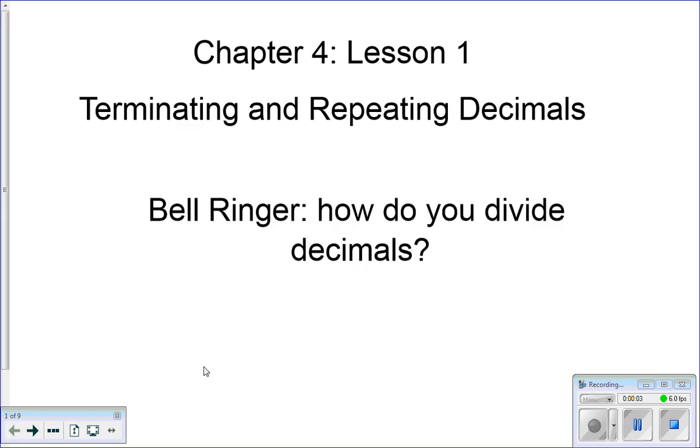Today is Chapter 4, Lesson 1. So we're going to continue and go on to Chapter 4. After Chapter 4, we're going to come back to 1 and 2. Okay? Today is Terminating and Repeating Decimals. There's a lot of information today. Okay? A lot of information.